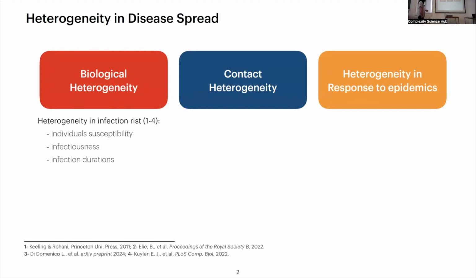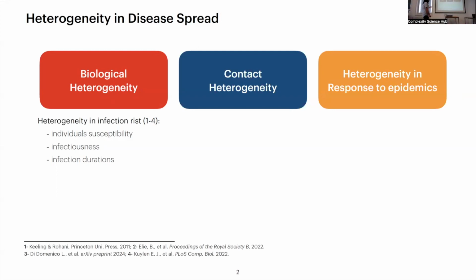Biological heterogeneity refers to variation in the biological response of a host to a specific infectious pathogen. For example, in a population, individuals may exhibit different levels of susceptibility, infectiousness, or infection duration.